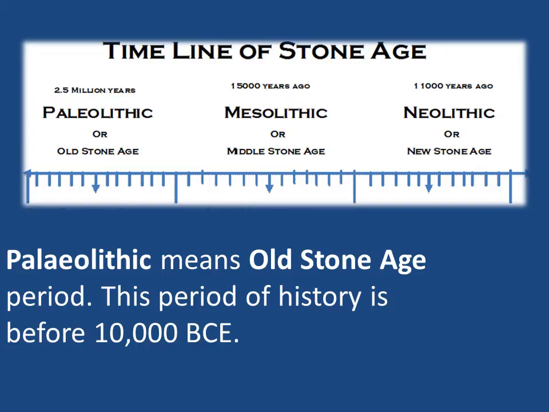Now, what does Paleolithic mean? It means that it's a very, very old Stone Age, the first phase of the Stone Age, in which man was only making use of the stone tools. So, this period of history is before 10,000 BCE.